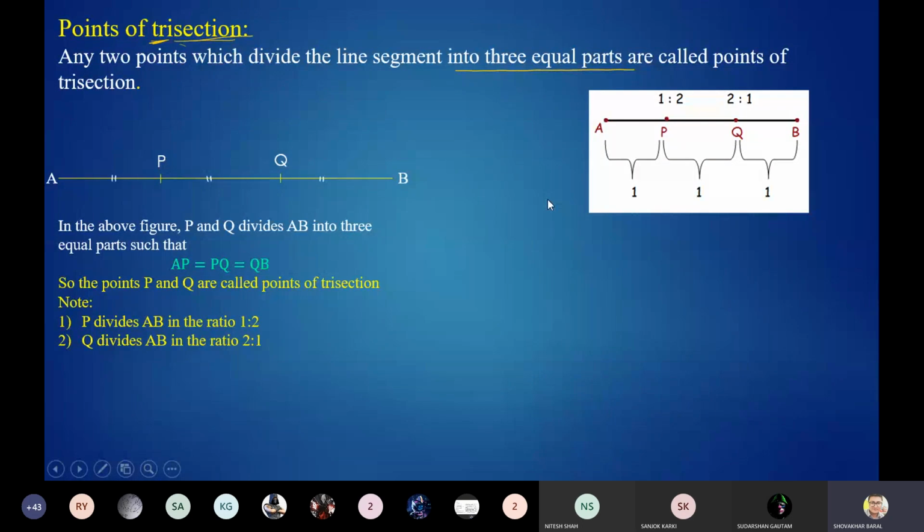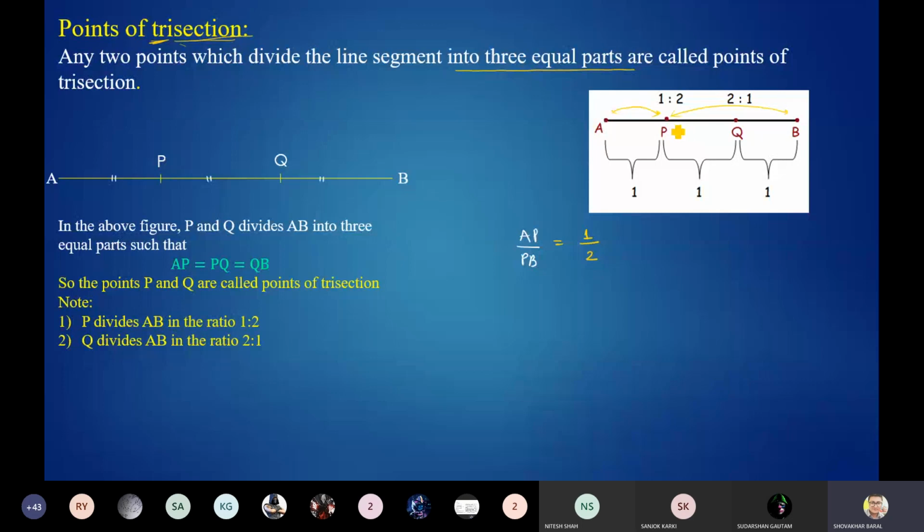So if we find the ratio between AP upon PB, the ratio m1 is to m2 is the distance from A to P and the distance from P to B. The distance between A to P is 1, and the distance between P to B is 1 plus 1, that is 2. So P divides AB in the ratio 1:2.